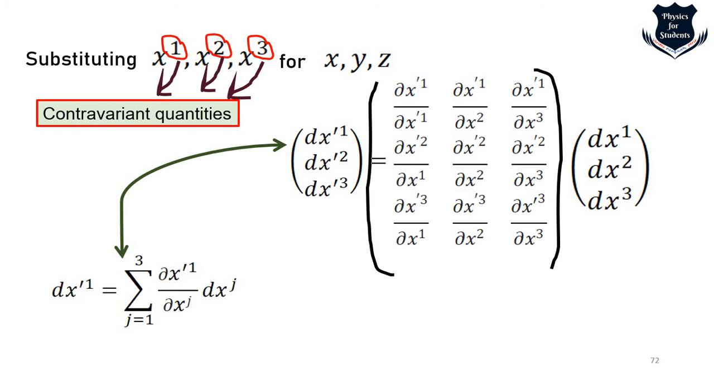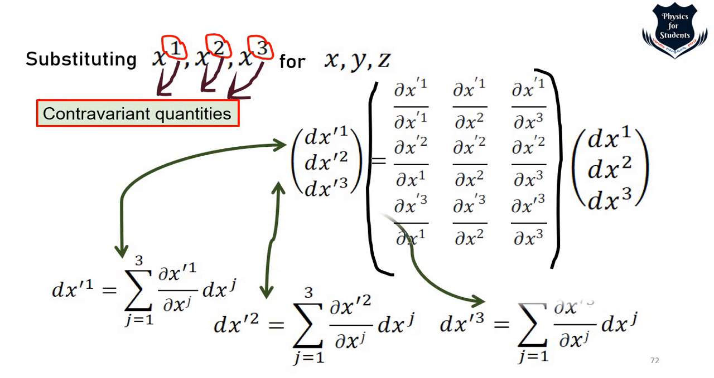Now I can calculate dx prime 1 by using the sigma notation. I think it is pretty simple and clear. We are using from 1 to 2, 1 to 3, and we are summing up in this, dx prime 1, dx prime 2 and dx prime 3. So this is just a way to write and shorten things.